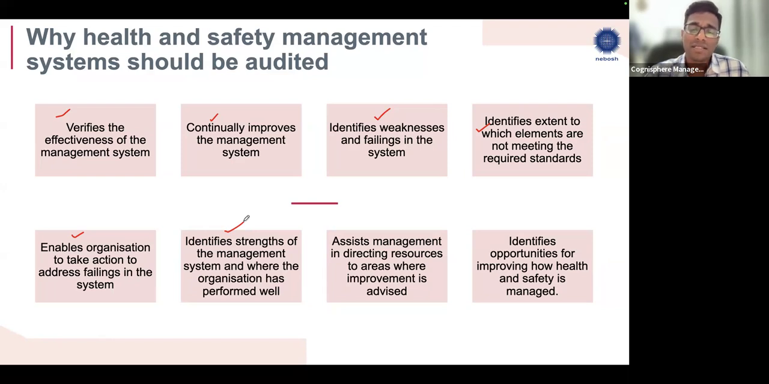Okay, it assists management in directing resources to areas where improvement is advised, and identifies opportunities for improving how health and safety is managed. So it is not just about continual improvement, it also tells you where the opportunities are for your system to improve on, and how it can be seen as an advantage for your business requirements.